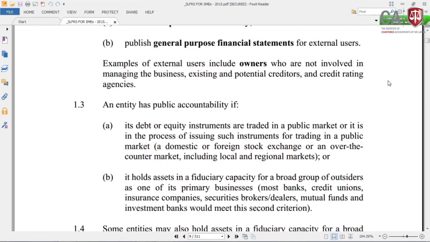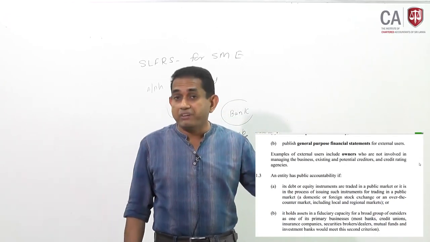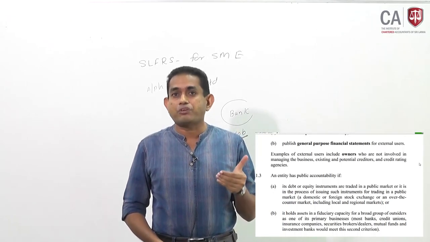Most banks, credit unions, insurance companies, securities brokers, dealers, mutual funds and investment banks would meet this second criterion. Now, if I move on to the second criterion, B, in this definition of public accountability, sometimes certain entities will hold assets in a fiduciary capacity. What does it say? Now, think of a bank and forget about its share capital structure for the time being. This bank has taken deposits of 10 billion rupees from various customers. So, how does this bank raise funds to lend money to its various customers? It is by receiving deposits from various customers.